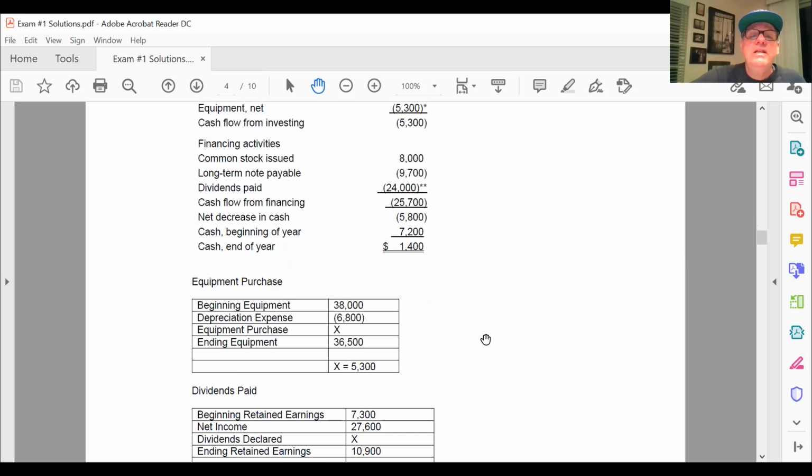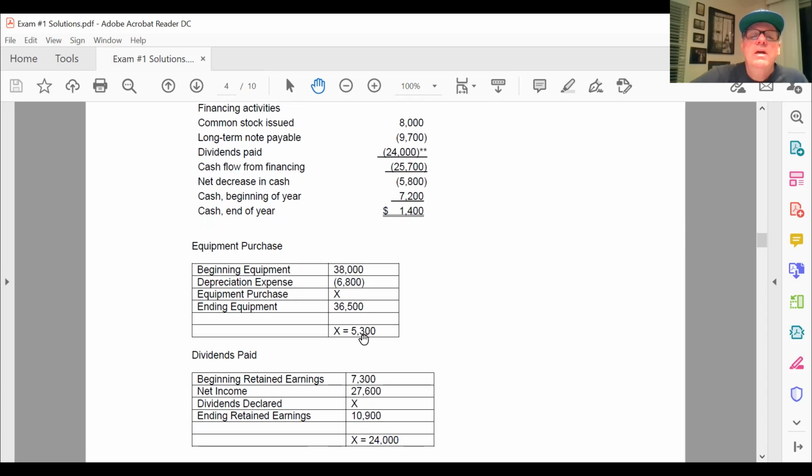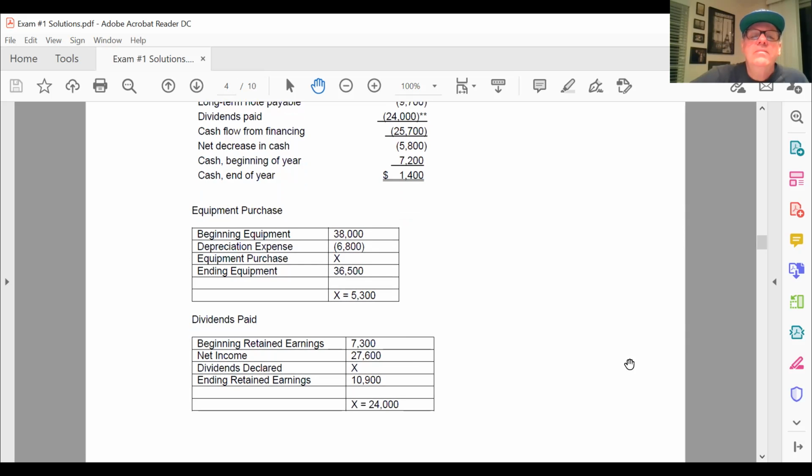How I calculated these things: the equipment purchase, you know what the beginning equipment was, you know what depreciation was, you know what ending equipment was, so the missing piece you have to solve for is X, and X would be the actual purchase of equipment. And as far as the dividends that were paid, here was your beginning retained earnings, here was net income, here was your ending retained earnings. So you solve for X, and that gives you dividends declared of $24,000.